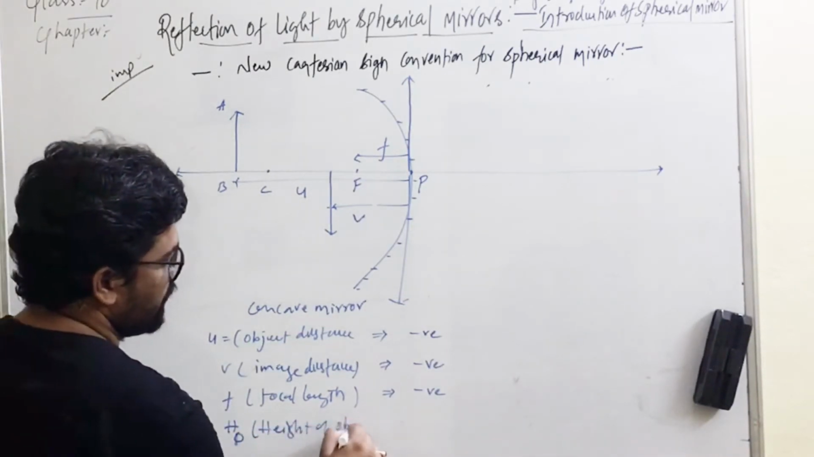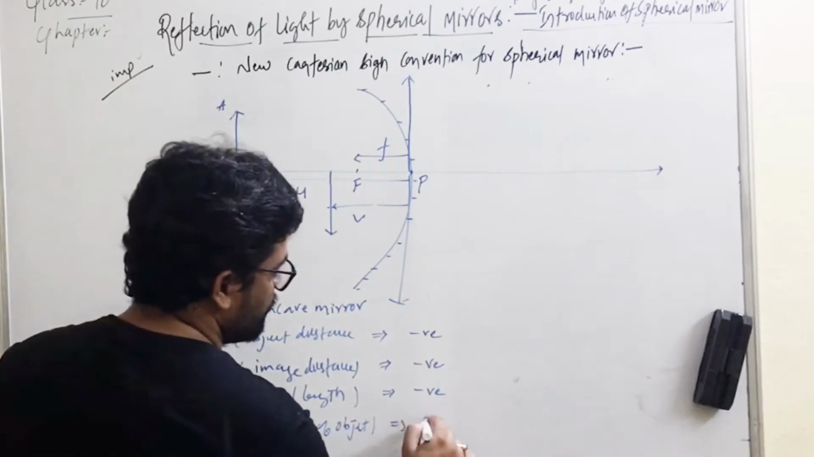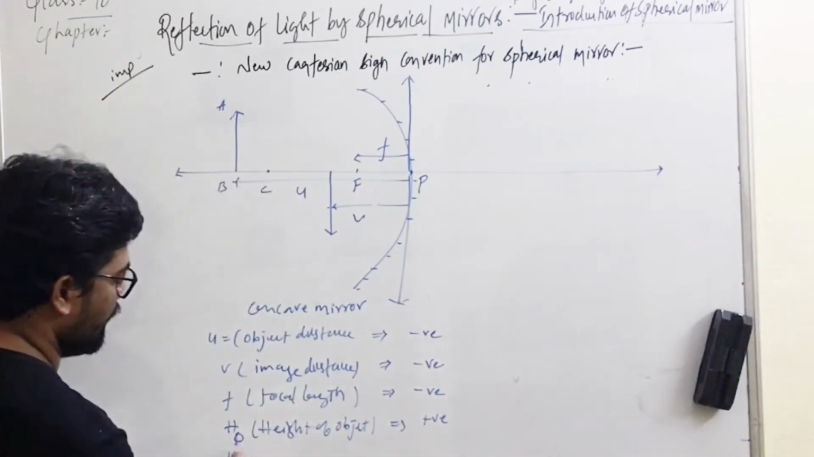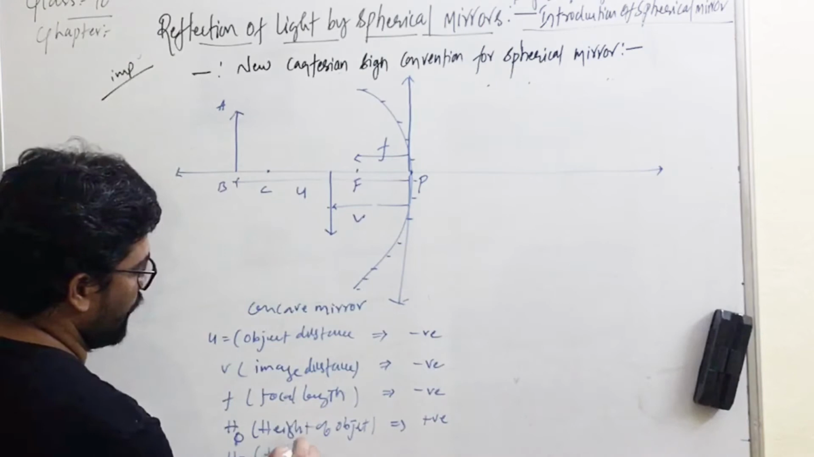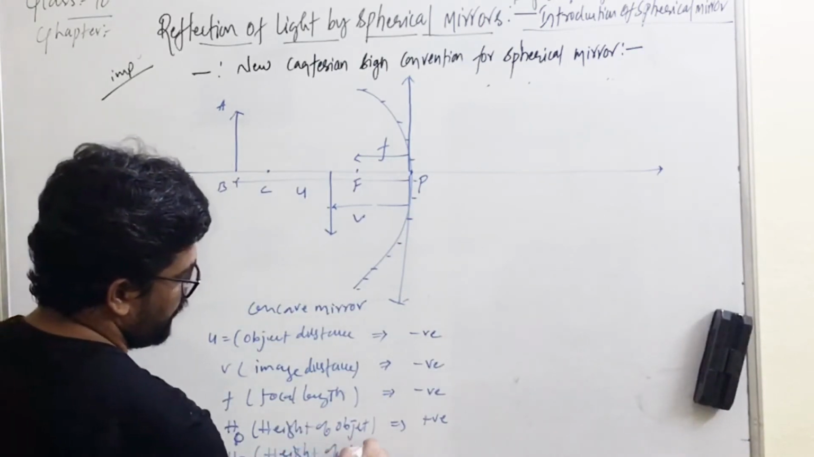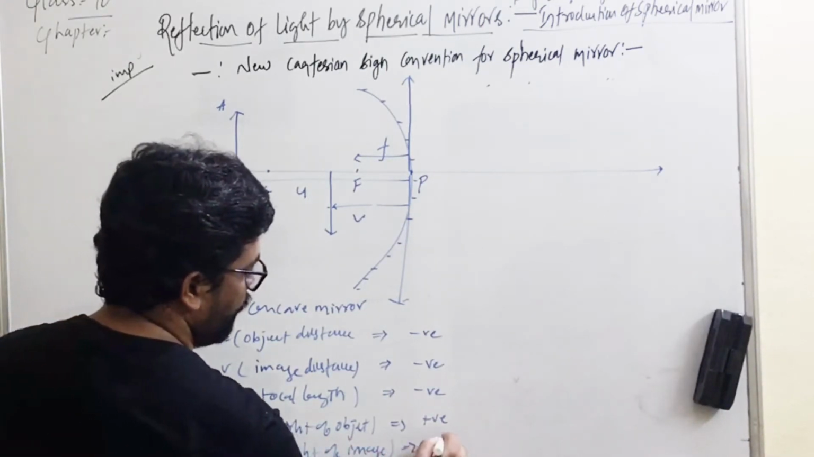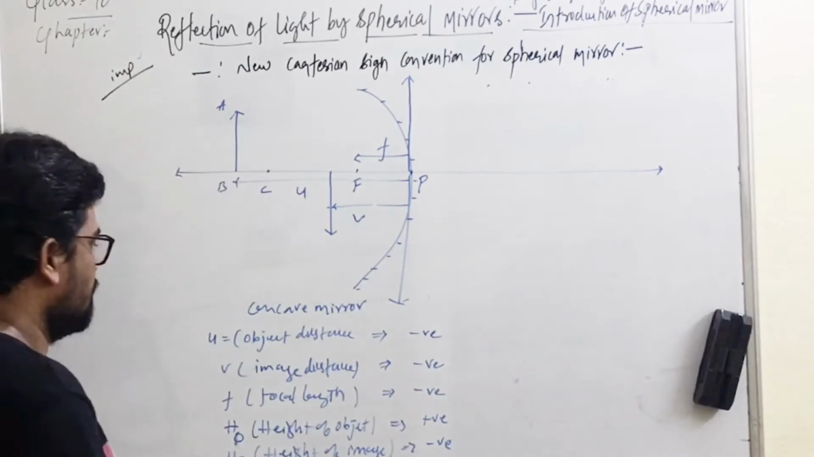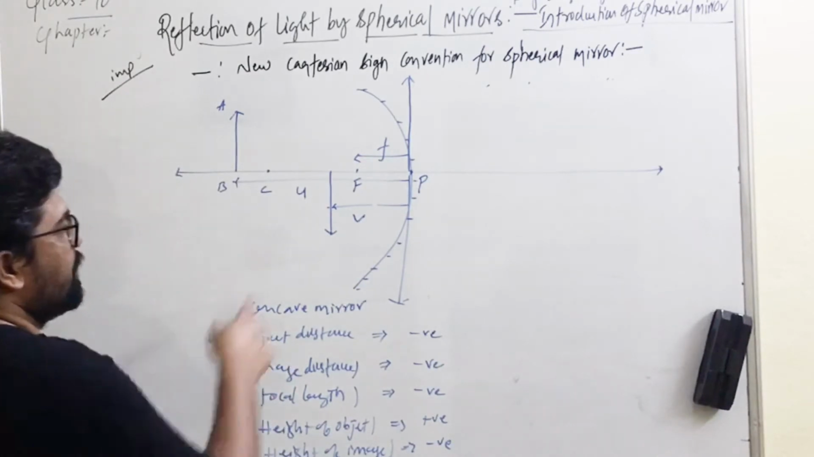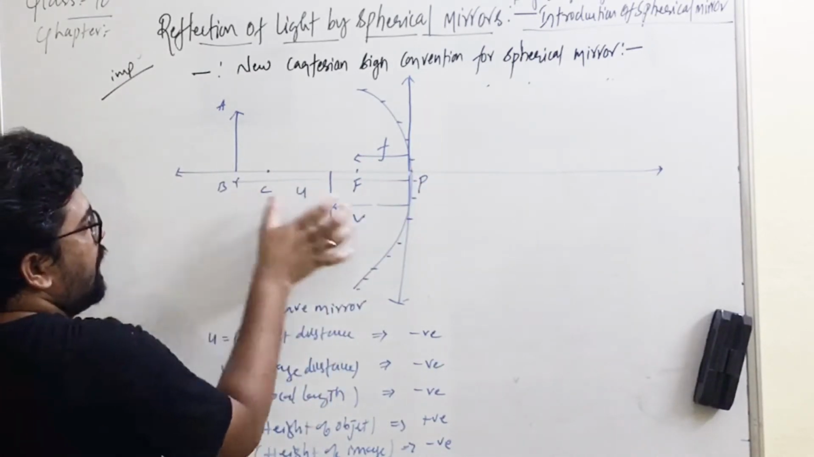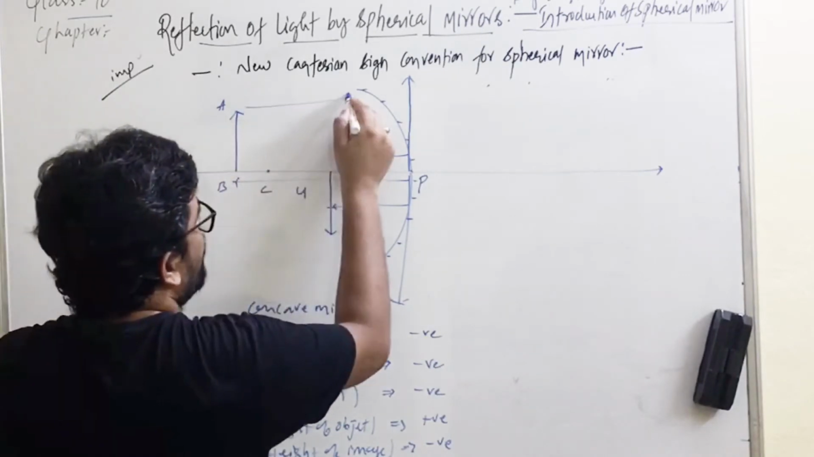The height of an object is positive, and the height of an image is negative. Why, sir? Let us discuss this. The object distance we measure from the pole to the object, right? Now you see, this is the direction of the light ray.